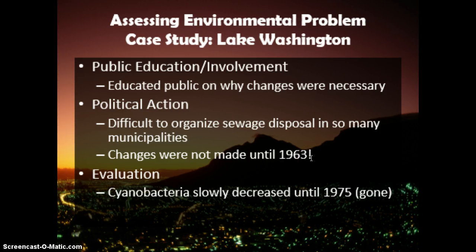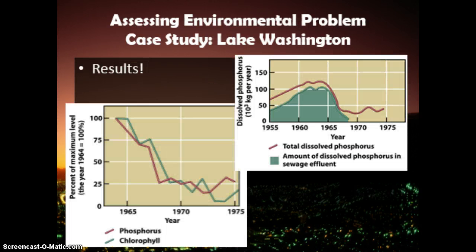And it worked. So by 1975, the cyanobacteria were totally gone. That didn't start really happening until about 1968, which was when that last sewage treatment plant in the ring was built. But it's a success story. If we look at the data, we can see that the amount of phosphorus went down. And then, of course, the chlorophyll, which tells us how many cyanobacteria were there, also went down in response.